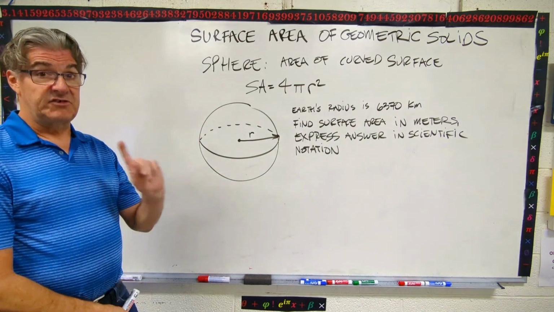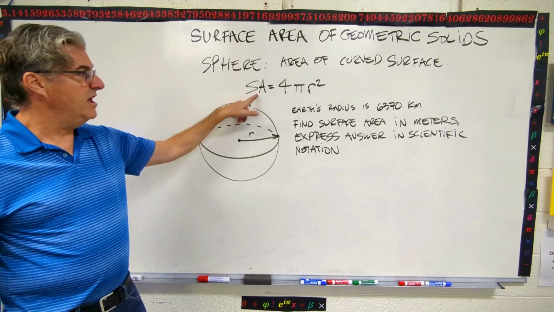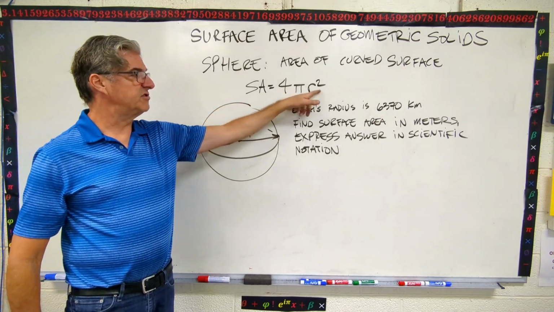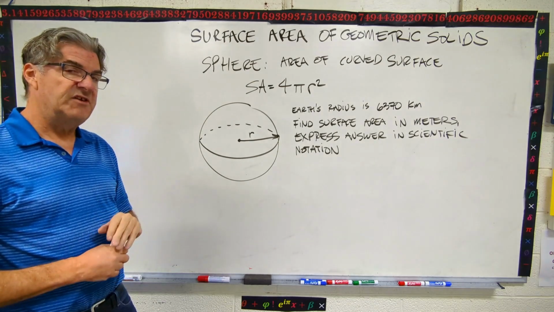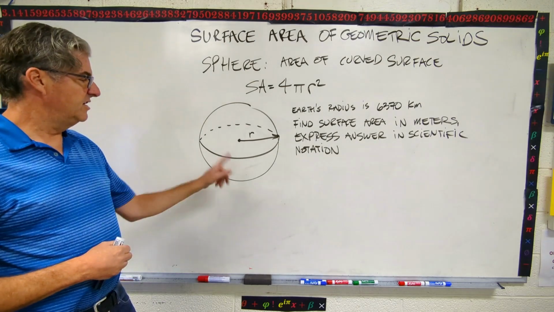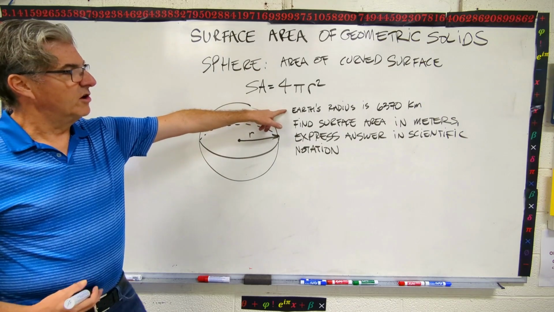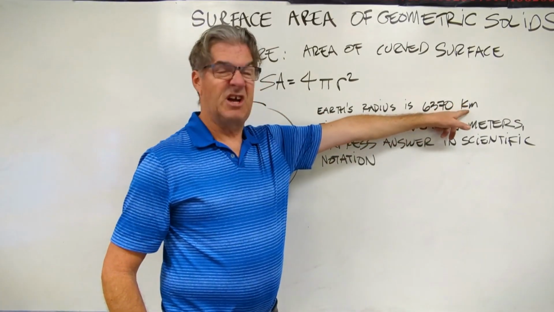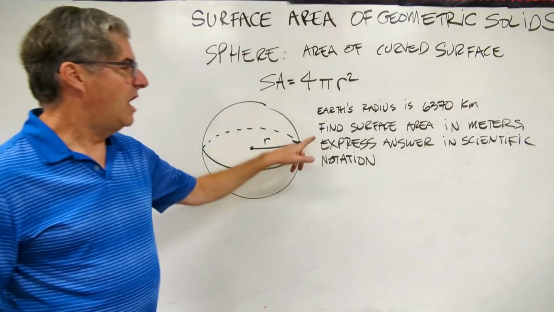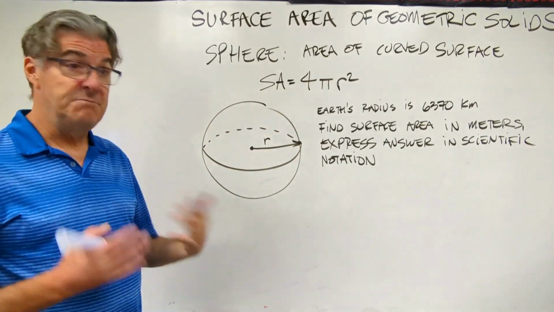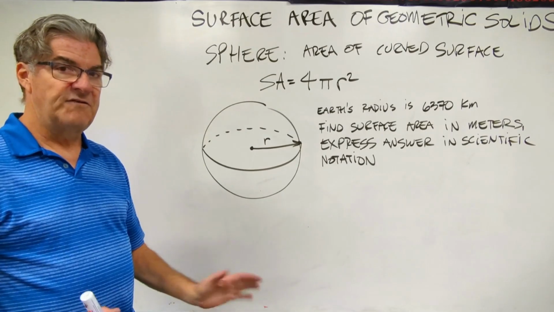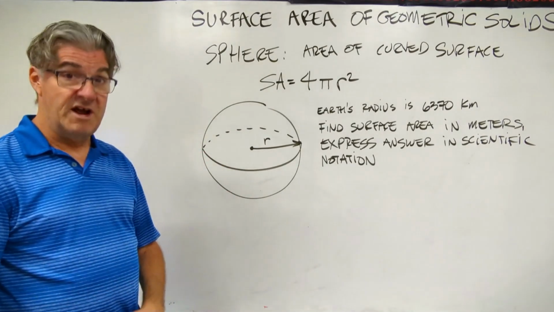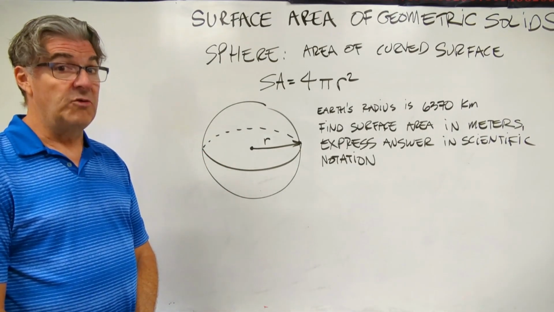Okay, formula, super straightforward. Surface area is just 4 pi r squared. Simple, simple, simple. But I'm going to make this problem a little bit more complicated. Here's the earth. The radius of the Earth is 6,370 kilometers, approximately. I want you to find the surface area in meters and express that answer in scientific notation. If you're feeling bold, pause the video right now and take that calc all the way through.